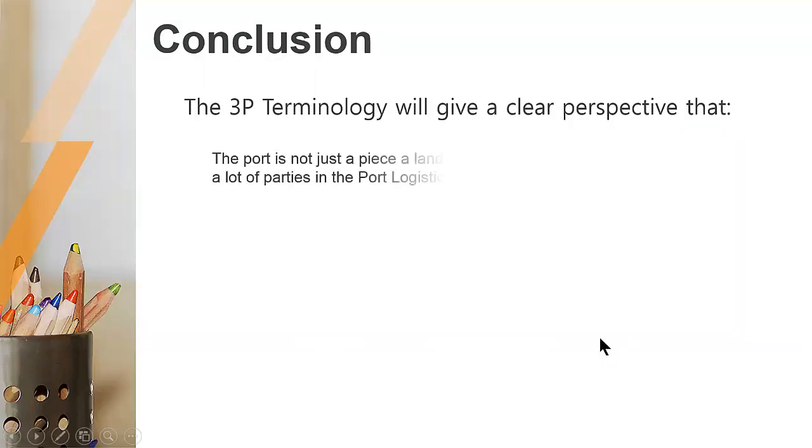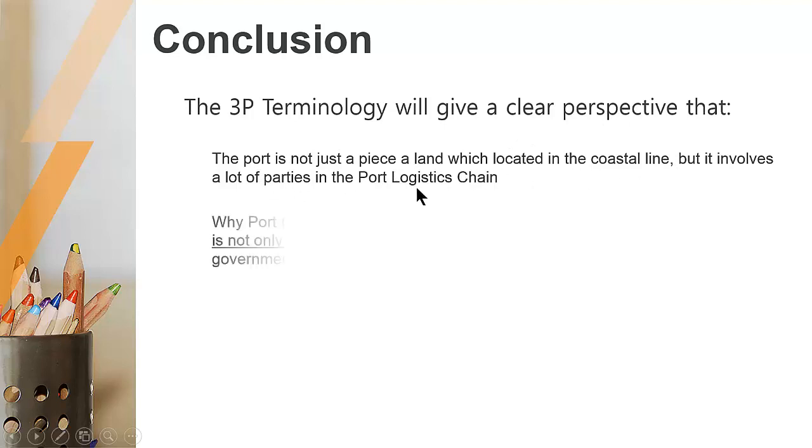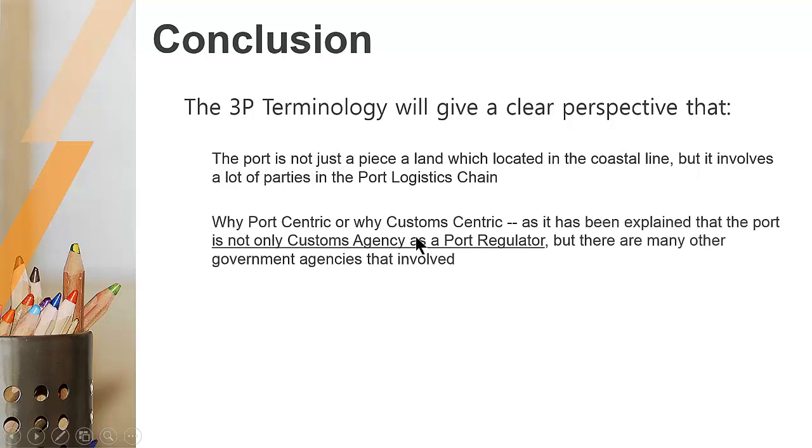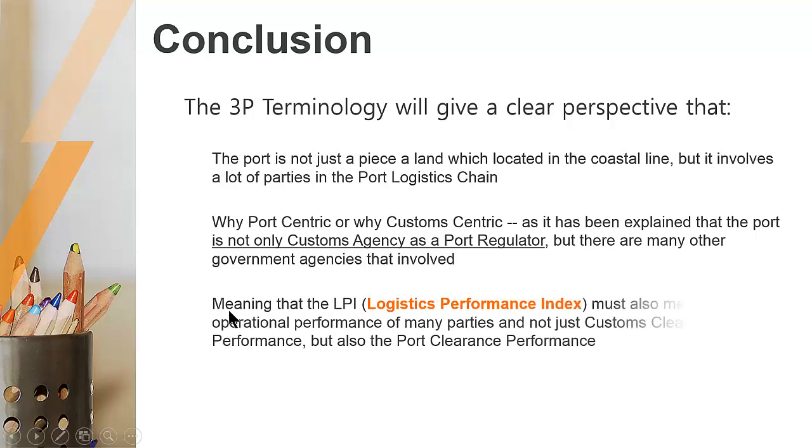The port is not just a piece of land located on the coastline, but it involves many parties in the port logistics chain. Why port-centric, or why customs-centric? As has been explained, the port is not only the customs agency as a port regulator, but many other government agencies are involved. Meaning that the LPI, Logistics Performance Index, must also measure the operational performance of many parties, and not just customs clearance performance, but also port clearance performance.